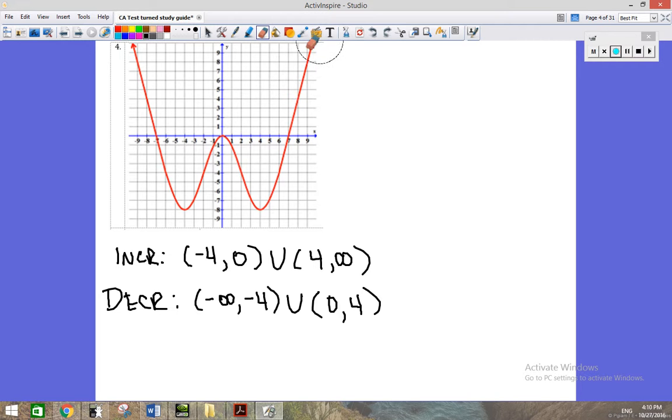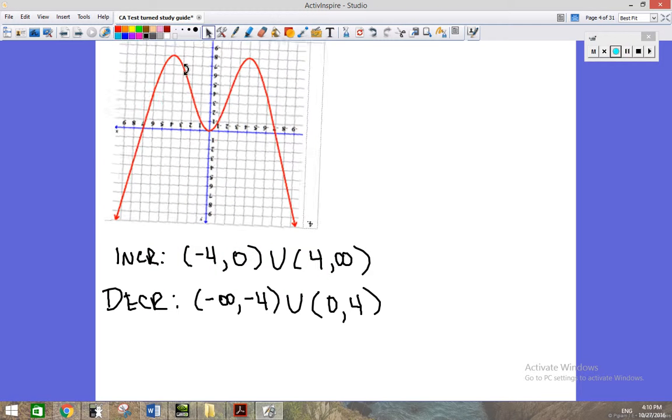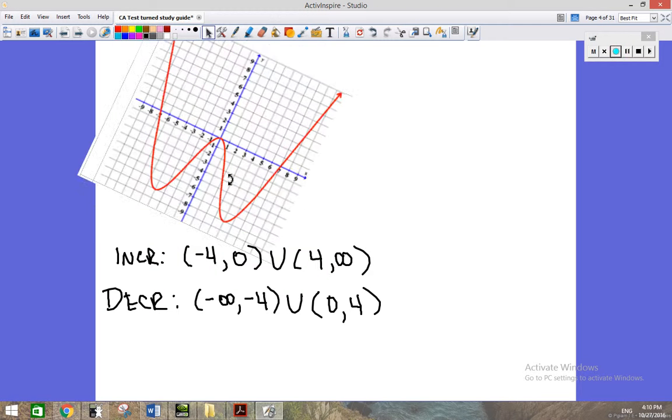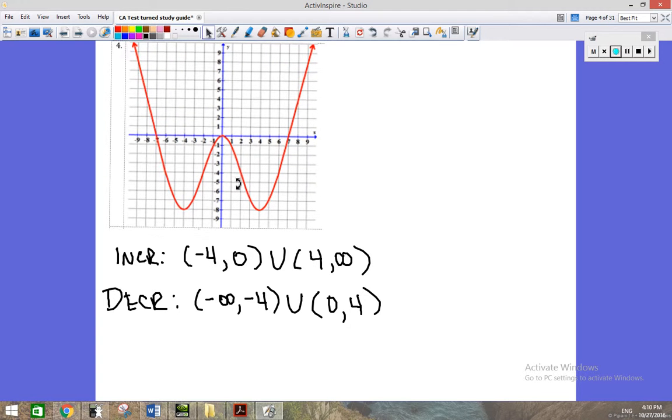So do we have symmetry here in this problem? Well, it is going through the origin, but if you rotate it 180 degrees, this kind of looks like the shape of a W. And if I rotate it 180 degrees, it kind of looks like an M. So I know it's not odd. But hey, is it symmetric with respect to the y-axis? Well, it looks like it is.